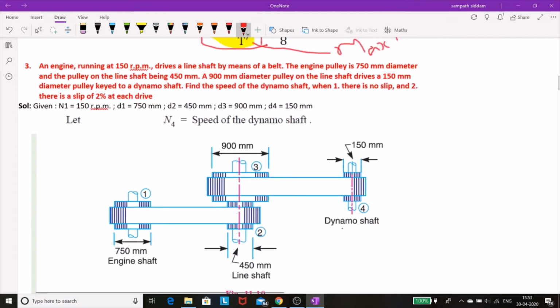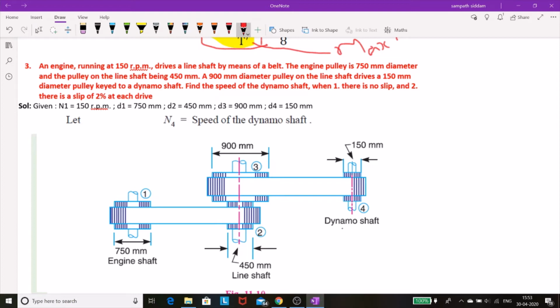Now an engine running at 150 rpm drives a line shaft by means of a belt. The engine pulley is 750 mm diameter and the pulley on the line shaft is 450 mm. A 900 mm diameter pulley on the line shaft drives a 150 mm diameter pulley keyed to the dynamo shaft. Find the speed of the dynamo shaft when, case 1, there is no slip, and case 2, when there is a slip of 2% at each drive.